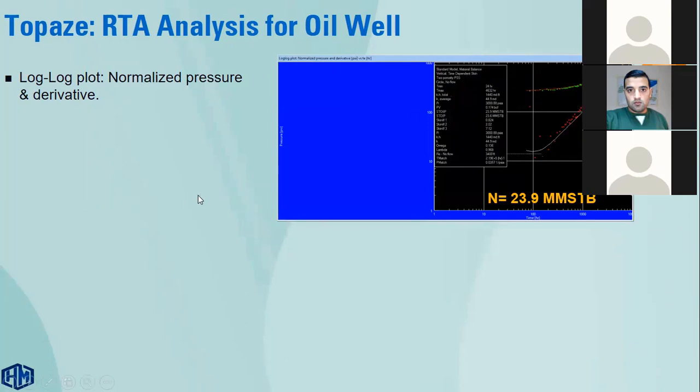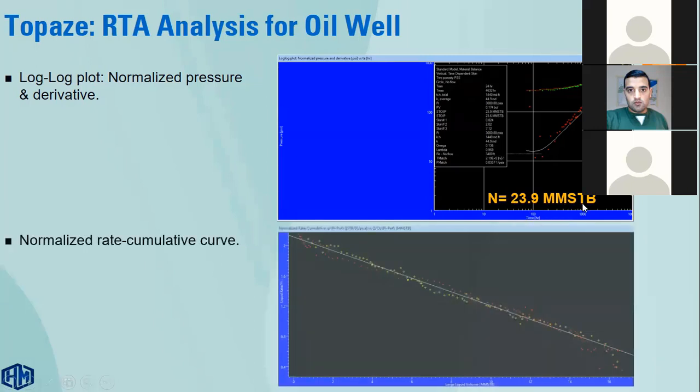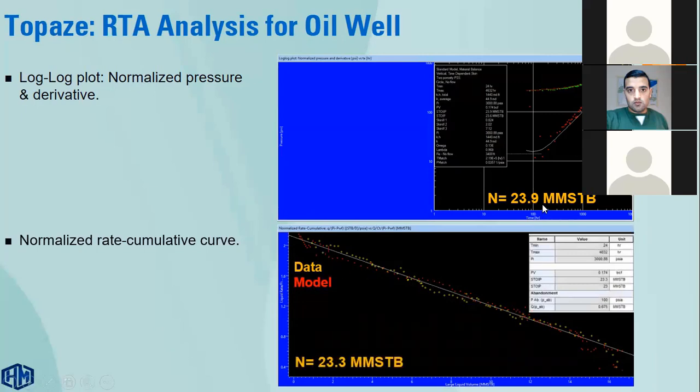So we have different properties of our well or our reservoir. And finally, we have the value of N, or STOIIP, as you can see, 23.9 million stock tank barrels. Another tool to confirm the value of N is the normalized rate cumulative plot. As you can see, typically the N is 23.3. So according to this analysis, N is more or less 23.5 million stock tank barrels.